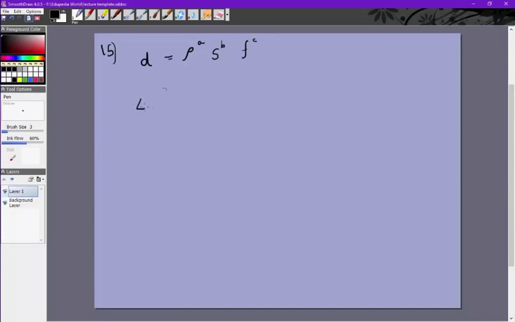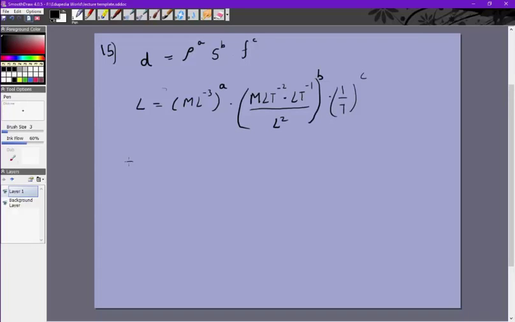So we can just write, this is L. What is density? Density is easy, M L to the power minus 3, kilogram per meter cube, to the power a. What is S? S is power per area. Power is force into velocity. So S will be force, M L T to the power minus 2, into velocity, L T to the power minus 1, divided by area, which is L squared, whole to the power of b. And f is just 1 by T, so it's 1 by T whole to the power c.